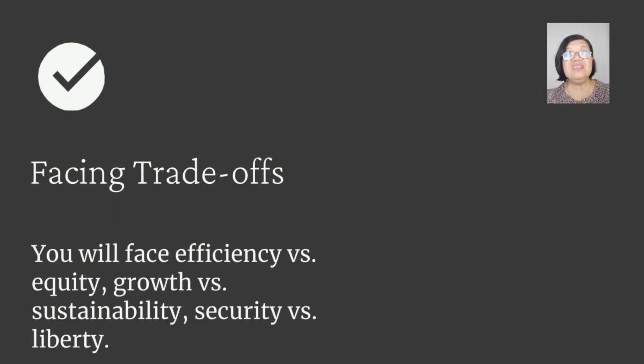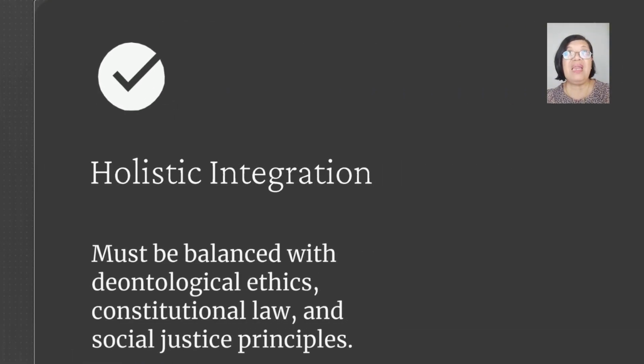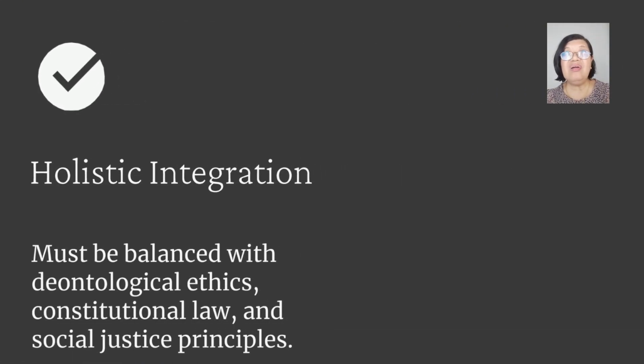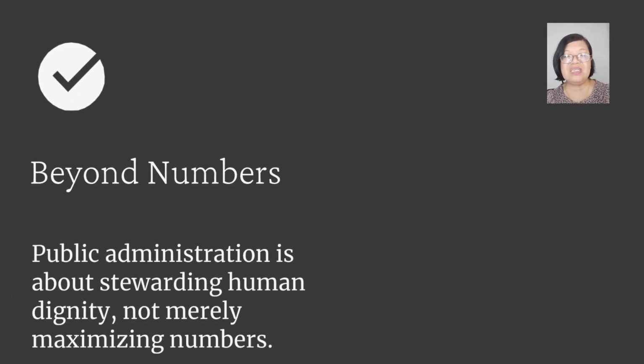But utilitarianism will offer a rational framework. It is a good model for cost-benefit approach and the welfare orientation model to decision making. It is also holistic and it should be balanced with the rules, the laws, and social justice principles. Because public administration is not merely about maximizing numbers. It's not about the greatest happiness at all times. It's about preserving human dignity.